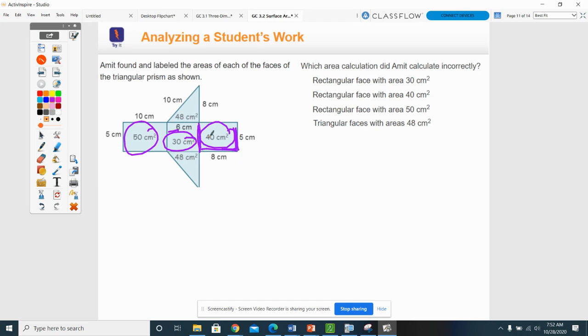I like that. So she must have messed up her triangles. What did she do? She took 6 times 8, but it's supposed to be base times height divided by 2. She forgot to divide by 2. So she messed up the triangles. Those are not supposed to be 48. Those are supposed to be 24.